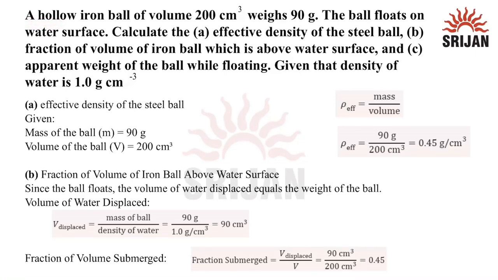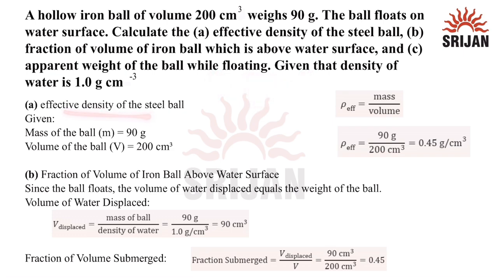The question is, a hollow iron ball of volume 200 cm³ weighs 90 gram. The ball floats on the water surface. Now calculate the effective density of the steel ball, the fraction of volume of the iron ball which is above the water surface, and the apparent weight of the ball while floating. Given that density of water is 1 gram per cm³.